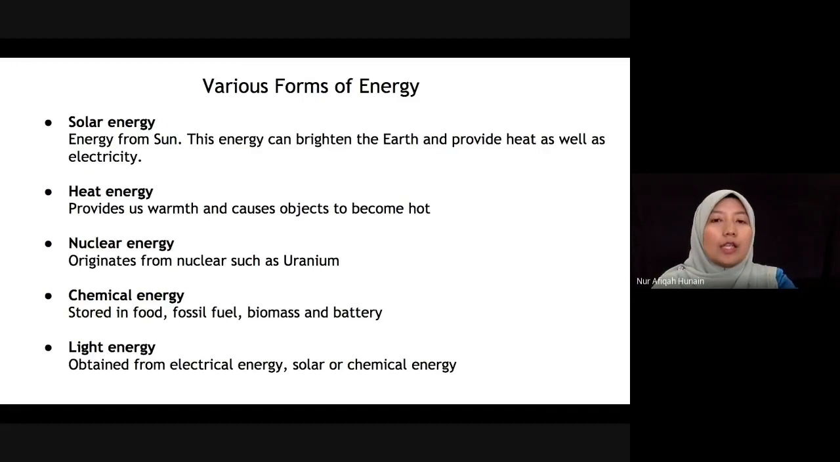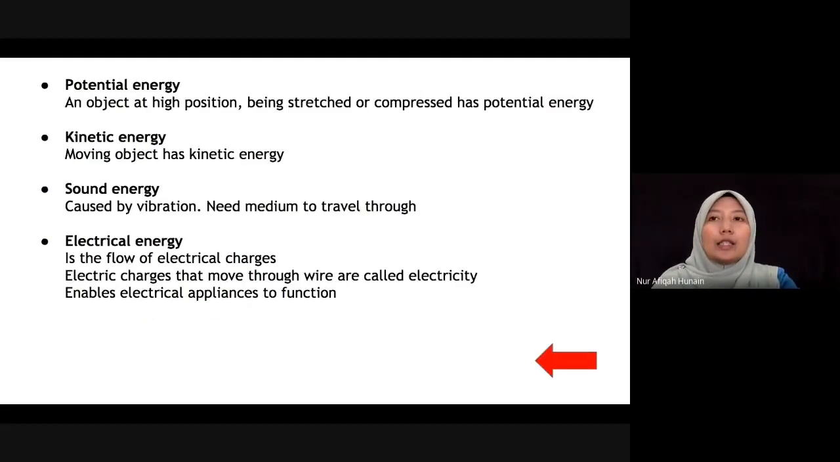Remember, biomass originated from living things like plants and animal dung. Light energy, you can obtain light energy from electrical energy, solar, or chemical energy. Potential energy. Remember just now we watched about the roller coaster. Before going down, it stopped at the top. At that time, the roller coaster is at a high position, so it obtained potential energy. Then when it goes down, it is now called kinetic energy. Kinetic energy is a moving object.